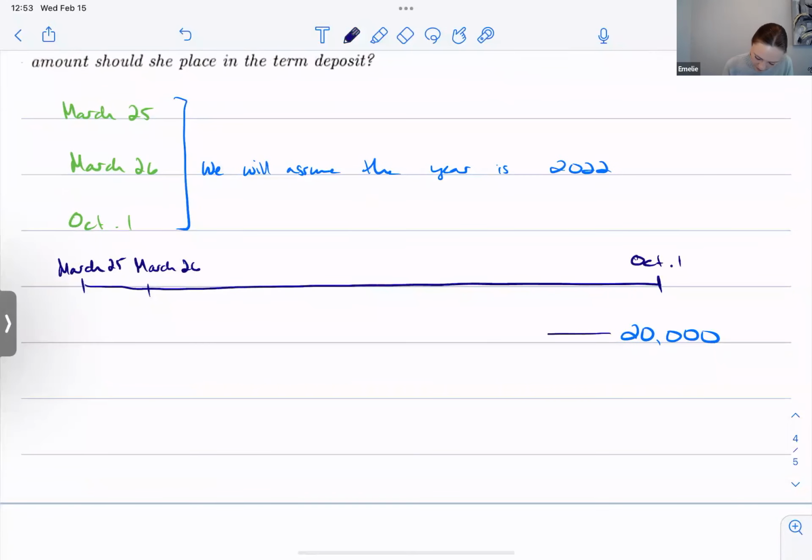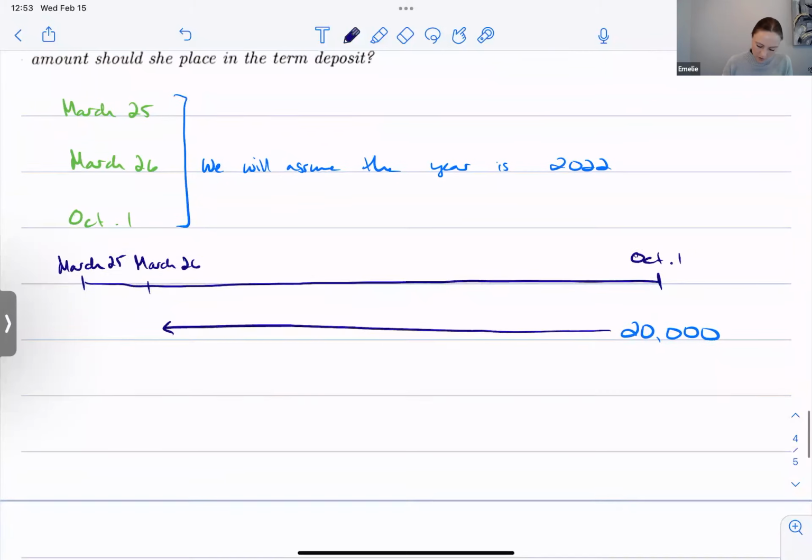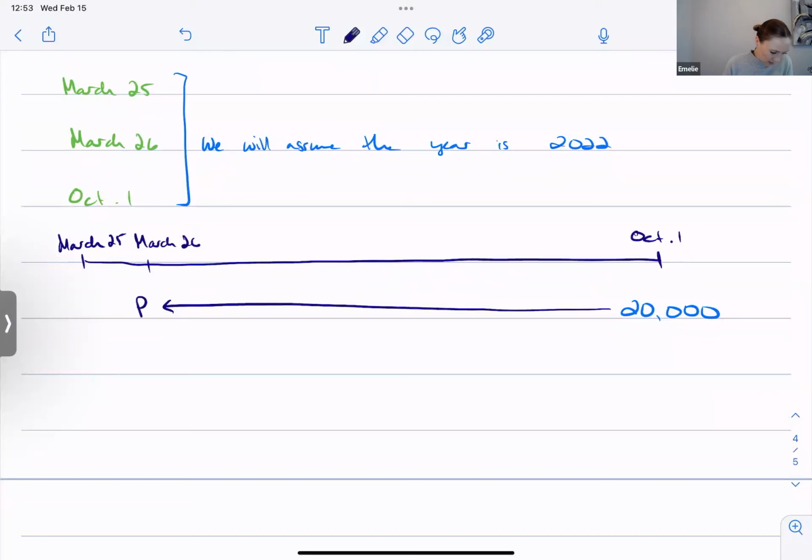All we know is that the amount on March 26th is worth less than 20,000, but we don't know how much. So here, I'll call it the PV or P. This here is a decoy date. Nothing happened here. She got her inheritance, and then the next day she went to the bank and deposited it. And so that's why that becomes the present value. But what we want to do is move this $20,000 back to March 26th.